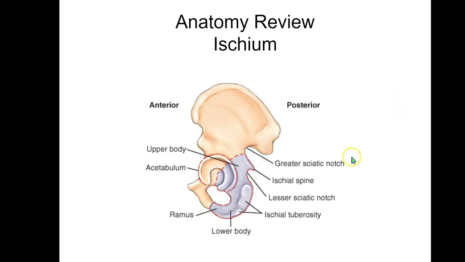Behind or posterior to the acetabulum is a bony projection called the ischial spine. You can see that here. A small part of the ischial spine is actually visible on an AP pelvis, and we'll look at that closer in lab. But directly above or superior to the ischial spine is a deep notch called the greater sciatic notch. You can see that here. Below the ischial spine is a smaller notch called the lesser sciatic notch.